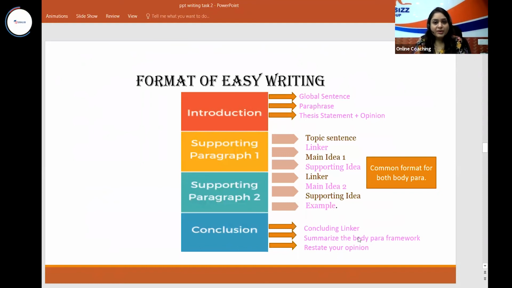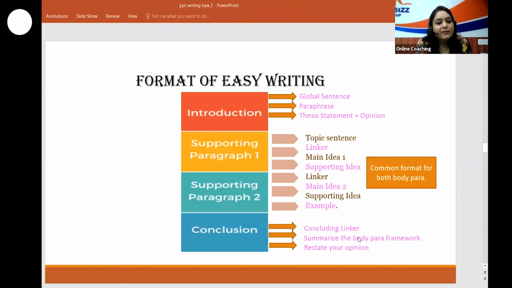Okay, so for the introduction, please do write the format. It's very important. Write it down in your booklet, on your copy, so that for your future studies you will have the information. You should know the proper format. Again, I'm repeating that the introduction involves a global sentence, which is the generalized part. Then paraphrasing, where you rewrite the topic in your own sentence. Then the thesis statement plus opinion. The thesis is all about concluding your introduction, plus you write your opinion.